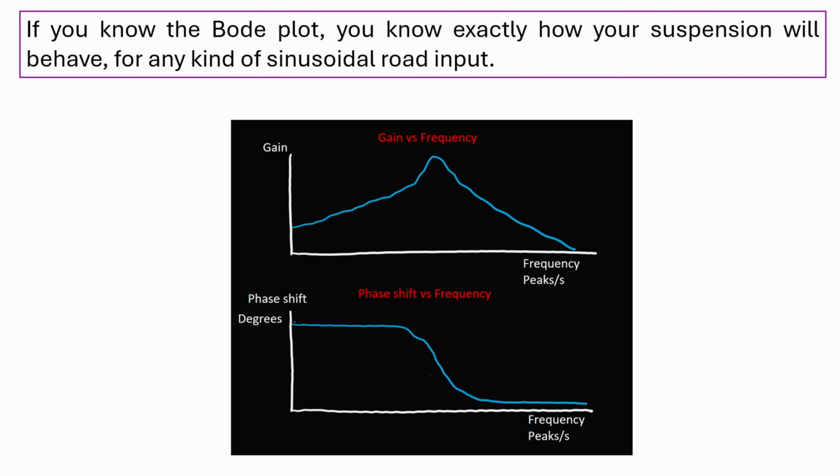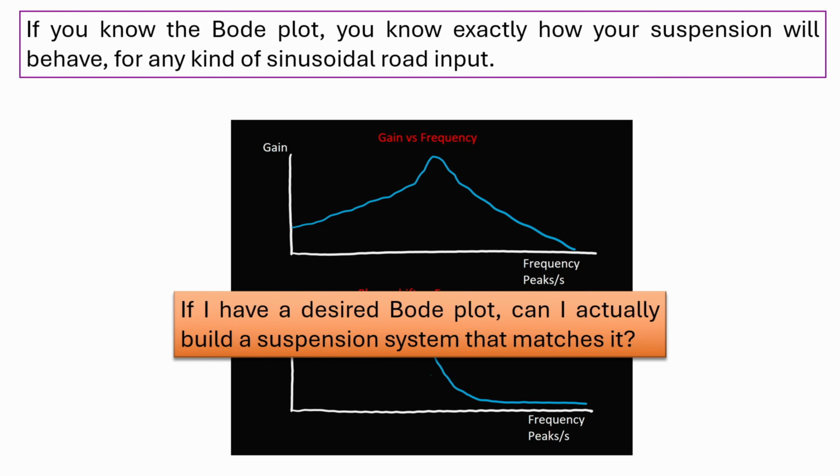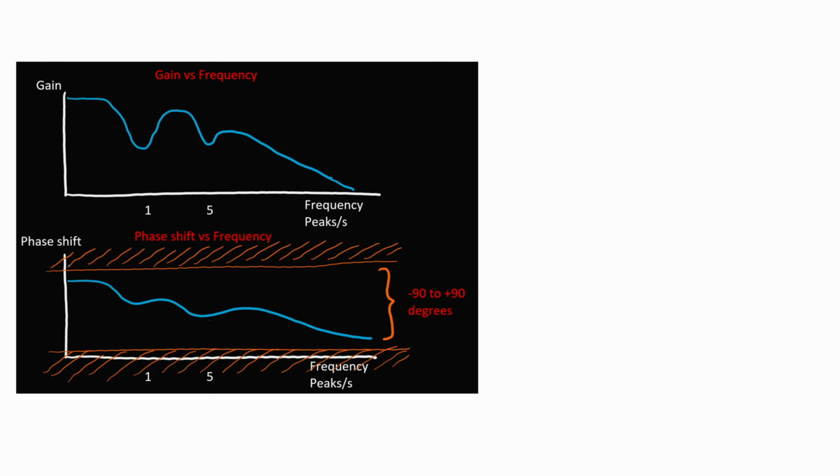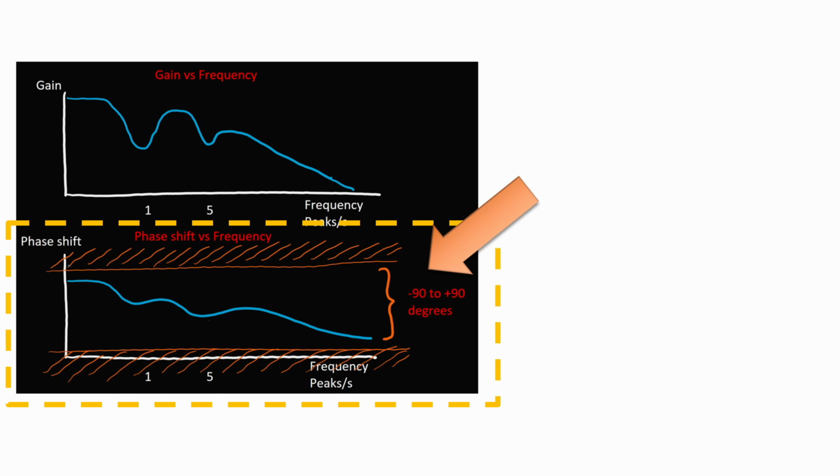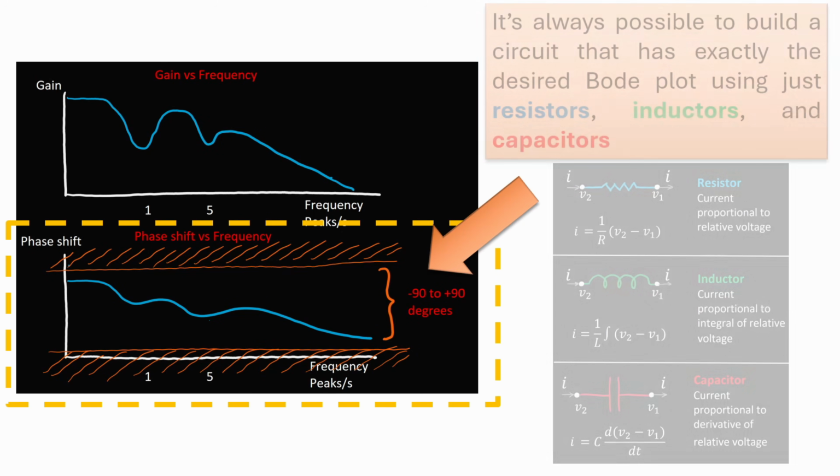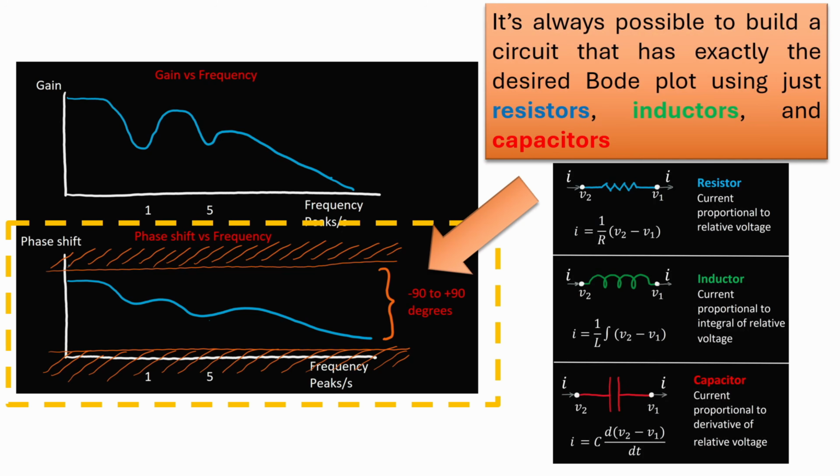But now that I have a nice Bode plot, what am I supposed to do with it? The question now becomes, if I have a desired Bode plot, can I actually build a suspension system that matches it? This is where Professor Smith comes in. Professor Smith knew that in electrical circuits, as long as the Bode plot stays within certain limits, specifically as long as the phase shift stays between minus 90 degrees and plus 90 degrees, then it is always possible to build a circuit that has exactly that Bode plot using just resistors, inductors, and capacitors.